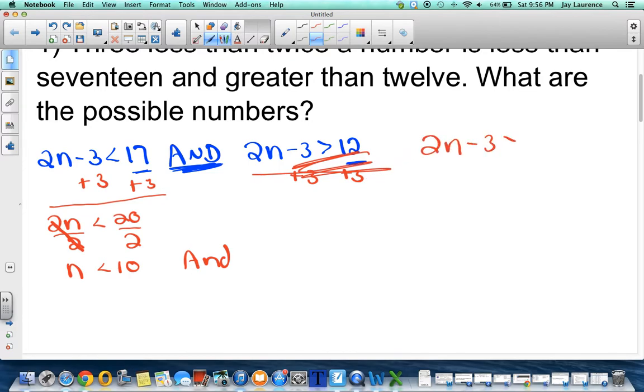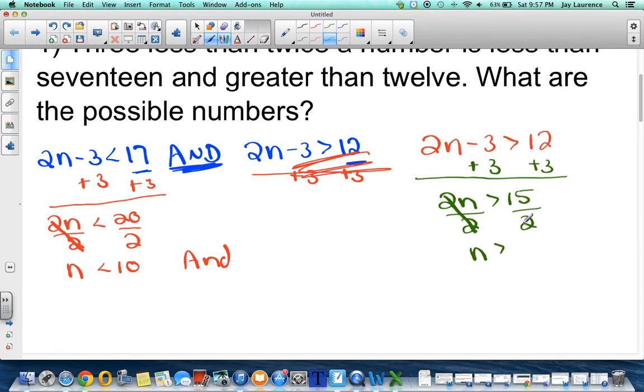2n minus 3 is greater than 12. I'm going to add 3 to each side. All right, there we go. I'm going to get 2n is greater than 15. And I'm going to divide by 2. Yeah, and Mr. Suklaw's saying, you know what, that inequality is not going to flip, Mr. Lawrence. And I'm going to get 7.5.